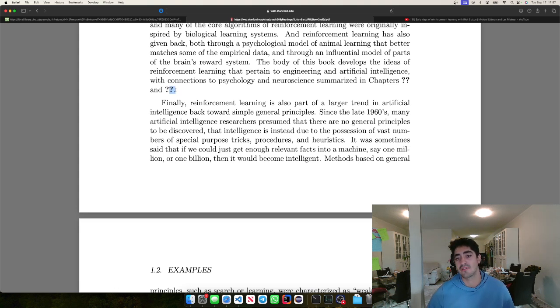Finally, reinforcement learning is also part of a larger trend in artificial intelligence back toward simple general principles. Since the late 1960s, many artificial intelligence researchers presumed that there are no general principles to be discovered. Intelligence is instead due to the possession of vast numbers of special purpose tricks, procedures, and heuristics. It was sometimes said that if we could just get enough relevant facts into a machine, say 1 million or 1 billion, then it would become intelligent.